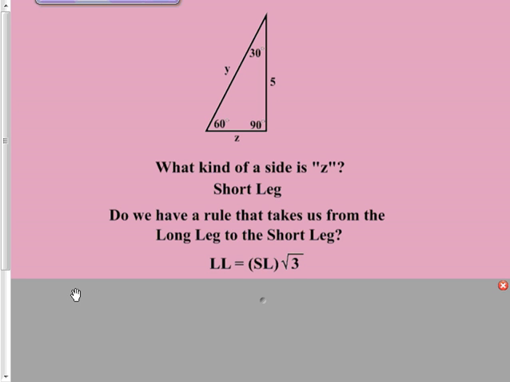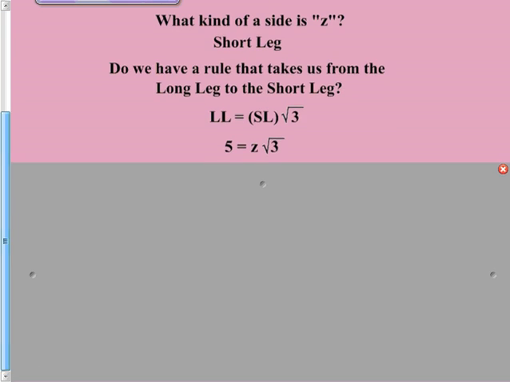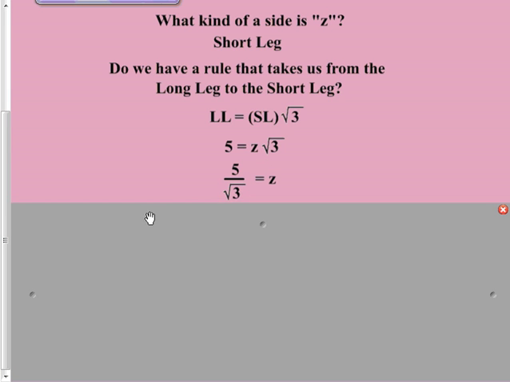Now plugging in the information that we have from the picture, the long leg is 5 and the short leg is z. Okay, now our z is being multiplied by the square root of 3. We don't want it multiplied by the square root of 3. We want it by itself. So that would make us divide both sides by the square root of 3. That would give us 5 divided by the square root of 3 on the left.